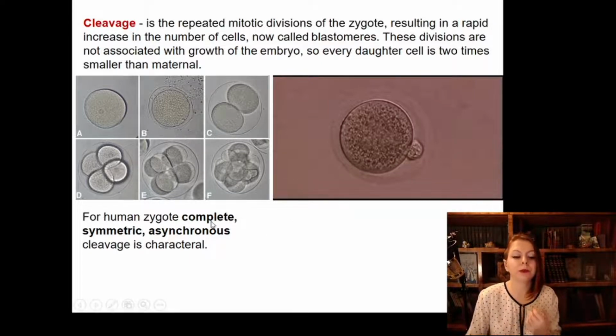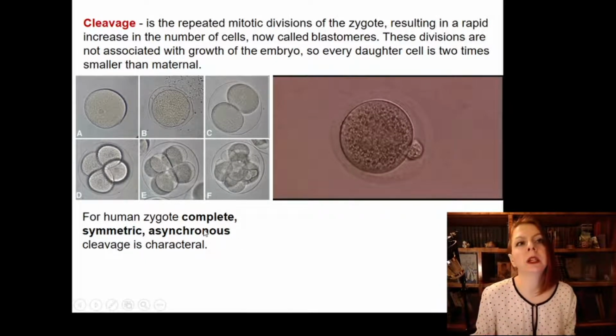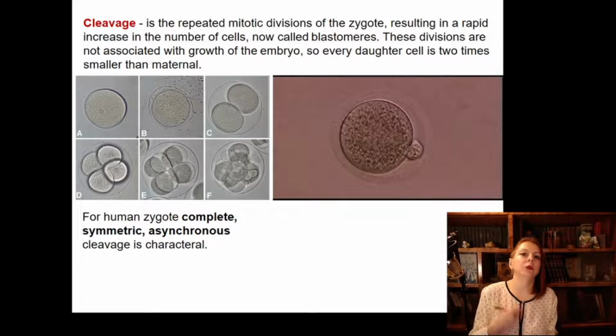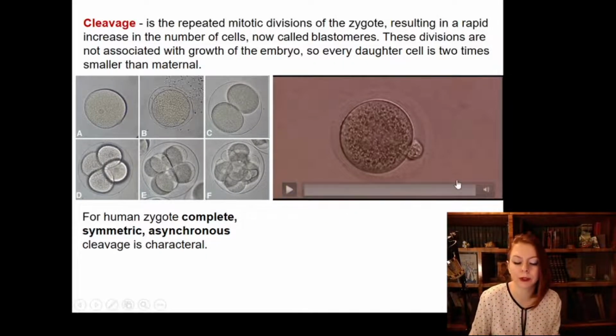First of all, cleavage in humans is complete, which means that the whole oocyte, the whole zygote, is divided. It is symmetric, meaning that daughter cells are equal in size, and asynchronous. Asynchronous means that blastomeres do not divide together at the same time point, but instead they divide one by one. Let's look at this video.